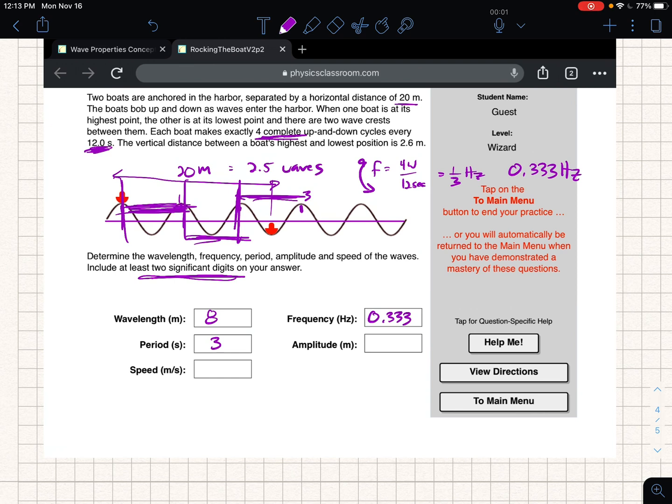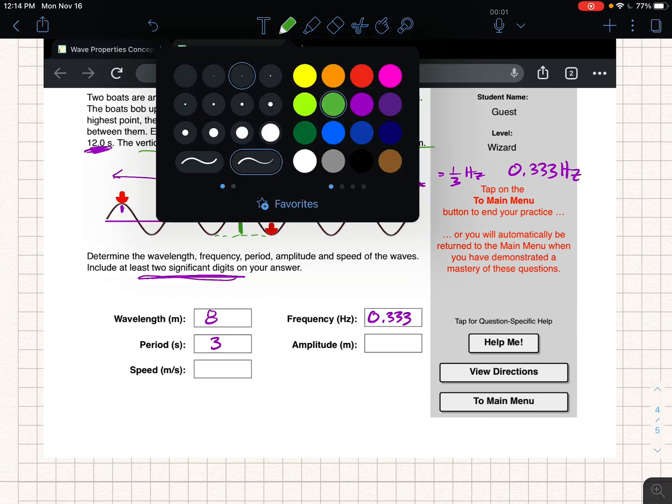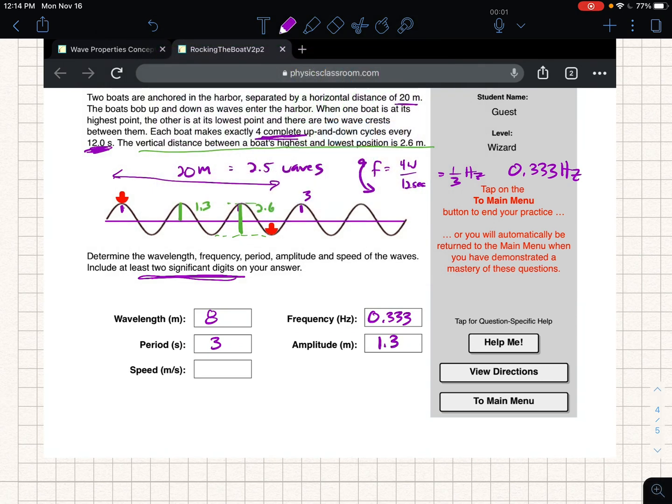Okay, amplitude. Let me clean my drawing up a little bit here so we can see a little bit better. Amplitude is this value right here. How high did you stretch above the equilibrium position? And it says the vertical distance between the boat's highest and lowest position is 2.6. So that's telling me that this height, from all the way down the crest, all the way up here to the trough is 2.6. And if that's 2.6, this has to be half of it, right? So if this distance is 2.6, this has to be half, or 1.3. So that's got an amplitude of 1.3 meters.